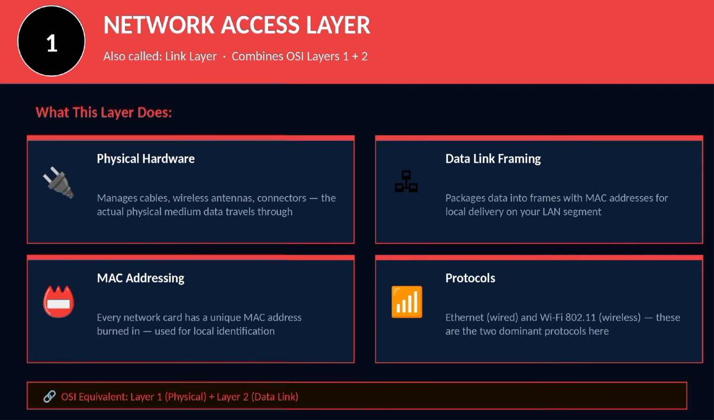Layer 1, network access layer. The network access layer handles physically moving data across a local network. This includes cables, Wi-Fi signals and wireless radios, data link framing and MAC addressing. Protocols here include Ethernet and Wi-Fi, 802.11.